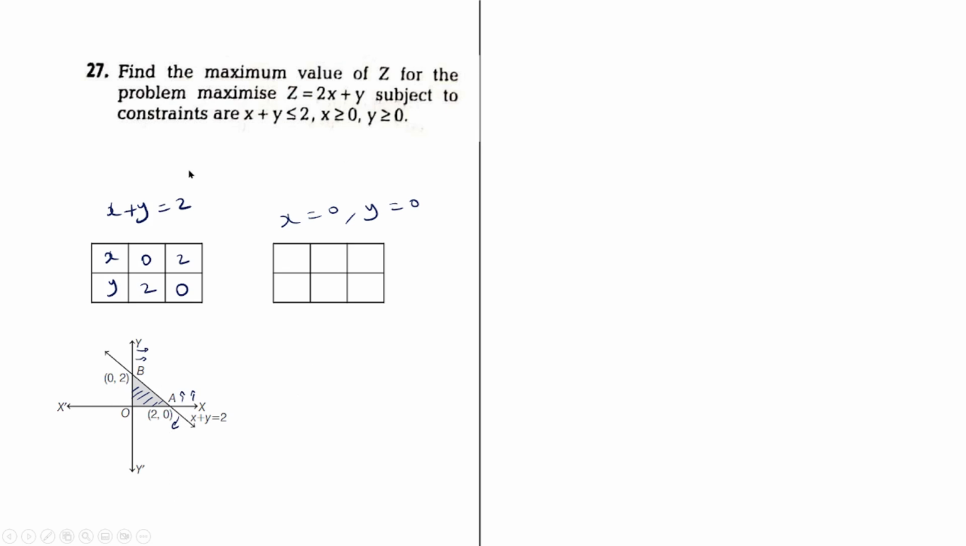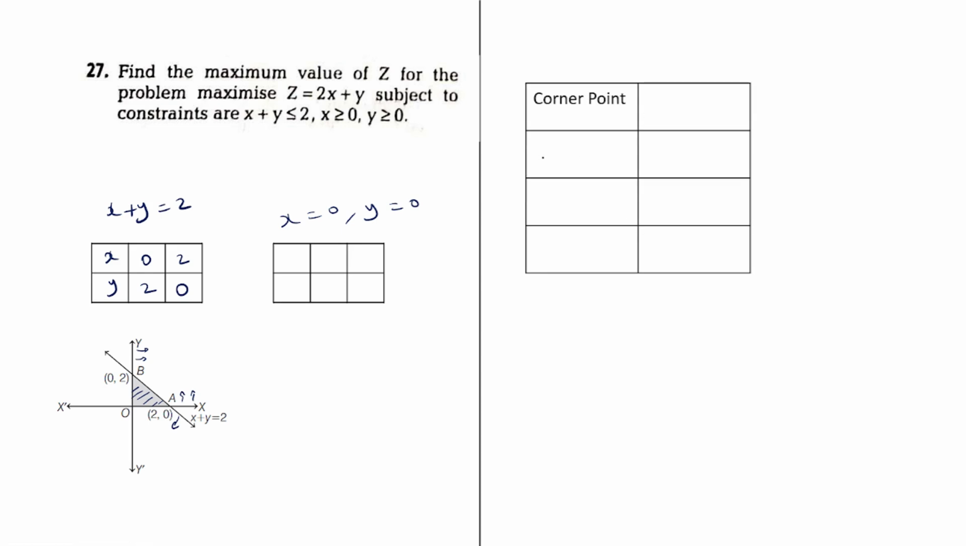At these corner points, let us find the value of Z, and among the values, whichever is highest is the maximum value. So we have the corner points O (0, 0), then A (2, 0), and then B (0, 2). And we have Z is equal to 2x plus y. When x is 0, y is 0, this is 0. Then for A (2, 0), when x is 2, y is 0, we have Z as 2 into 2, which is 4. And next we have B (0, 2). When x is 0, y is 2, we will have 0 plus 2, it is 2. So among these, the maximum is 4.